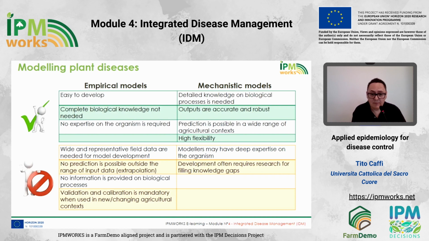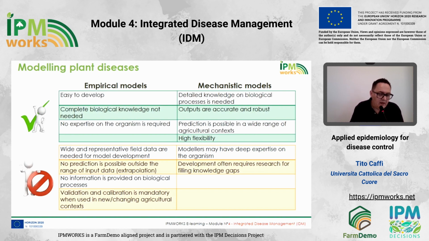The mechanistic model approach, on the other side, is based on detailed knowledge of biological processes. So we need a multidisciplinary team to work on it. But we can reach accurate and robust data. So we can get simulations of reality that are quite precise, and they work in very different types of environment. So we can move from one agricultural area to another without modifying the model.